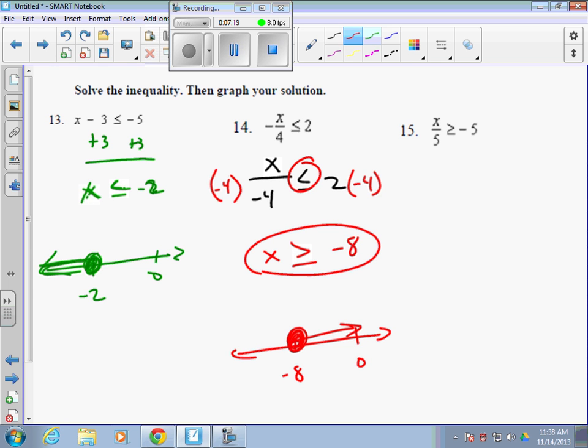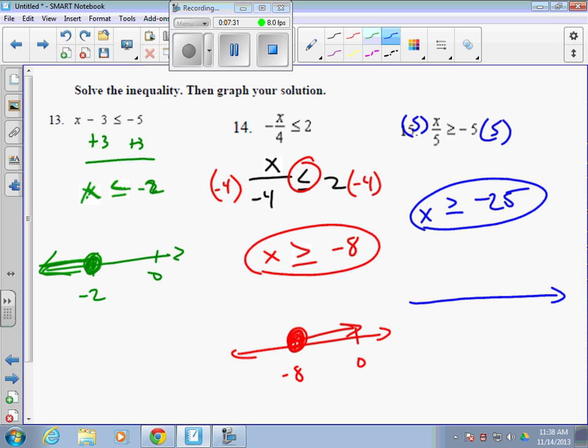Get rid of divide by 5 by multiplying by 5 on both sides. Negative times positive 5 is -25. So x is greater than or equal to -25, no reason to reverse the symbol. Graph that, zero is here, -25 is on that side. Greater than or equal to means color it in. Go that direction.